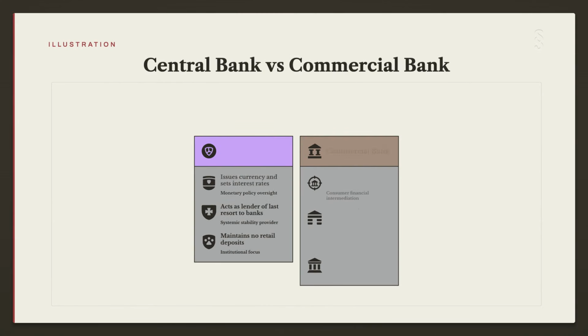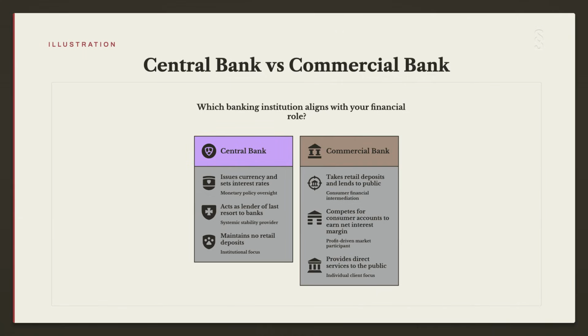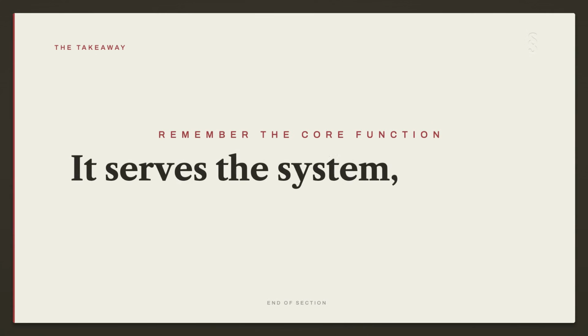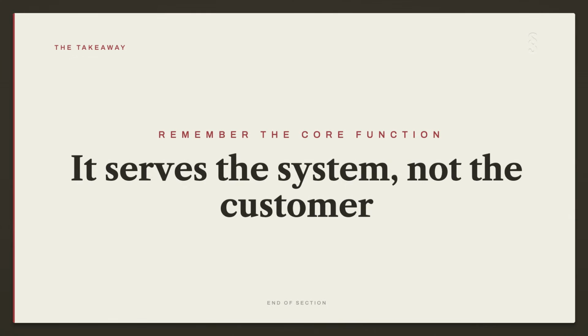The distinction that trips people up most is central bank versus commercial bank. A central bank doesn't take retail deposits or chase consumer accounts. It serves the banking system and the currency itself, while a commercial bank takes deposits from the public and lends them out to earn a net interest margin. Monetary policy moves lending costs through interest rates, and supervision sets the capital rules that make incumbent banks slower and more cautious than upstart fintechs. Whenever a STEM mentions issuing currency, setting rates, supervising banks, or rescuing the system in a crisis, it's describing a central bank.